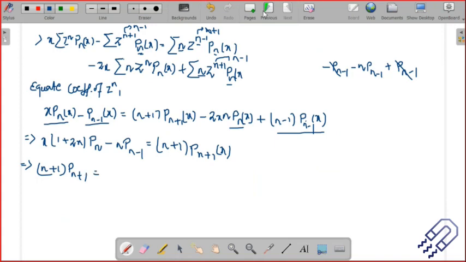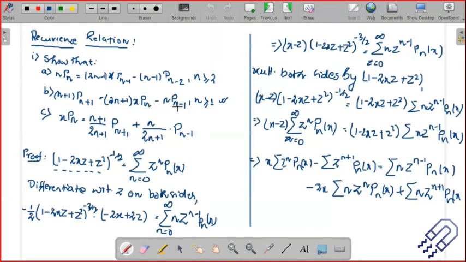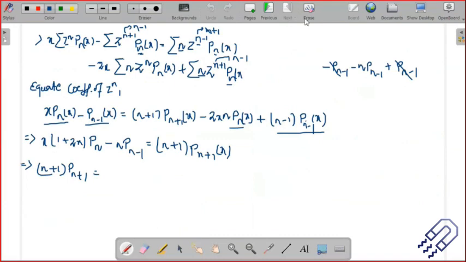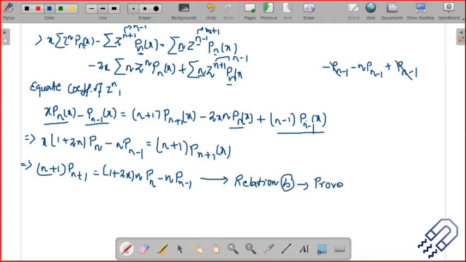On the right hand side, if we check, let's see if it's correct. Yeah, this is 2n plus 1 x p n minus n p n minus 1. So see, we're getting the term. So I'll just arrange it that way. So it will be 1 plus 2n x p n minus n p n minus 1, right? So this is relation B. Proved, right? Got relation B. That's it with relation B.